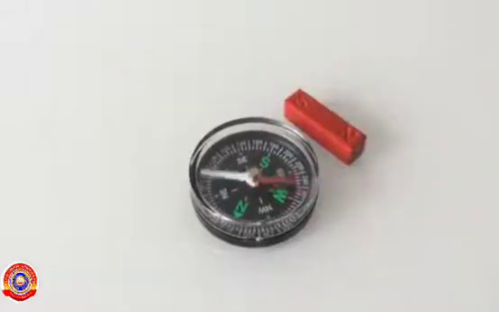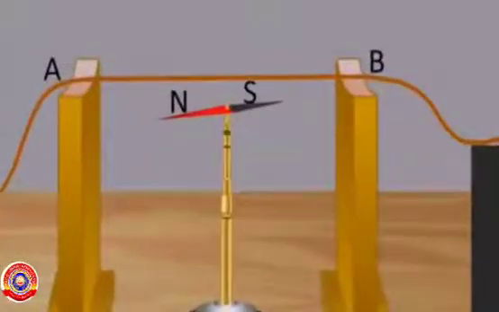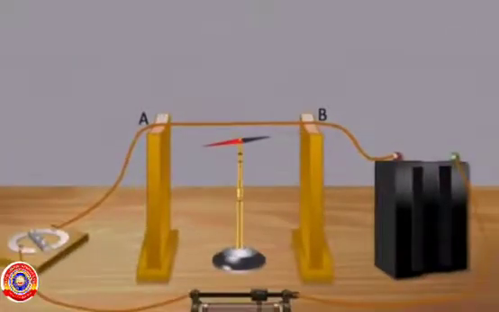Let's do another activity. Arrange an electric circuit like this and keep it switched off. Bring a magnetic needle just below the copper wire. Observe the direction of the magnetic needle. Now, switch on the circuit and observe the magnetic needle. What do you see?